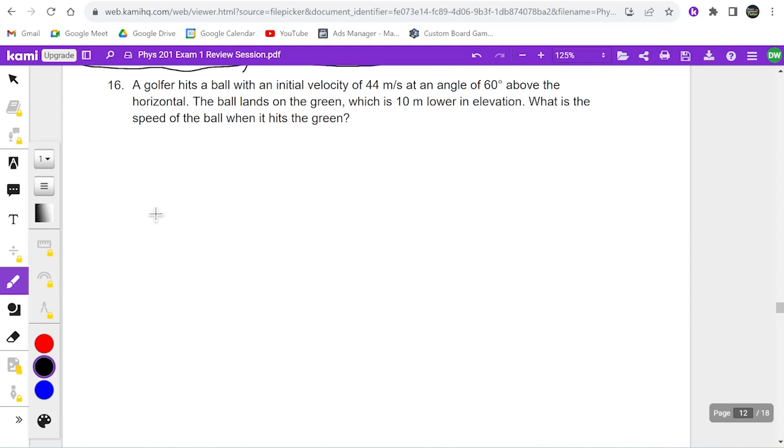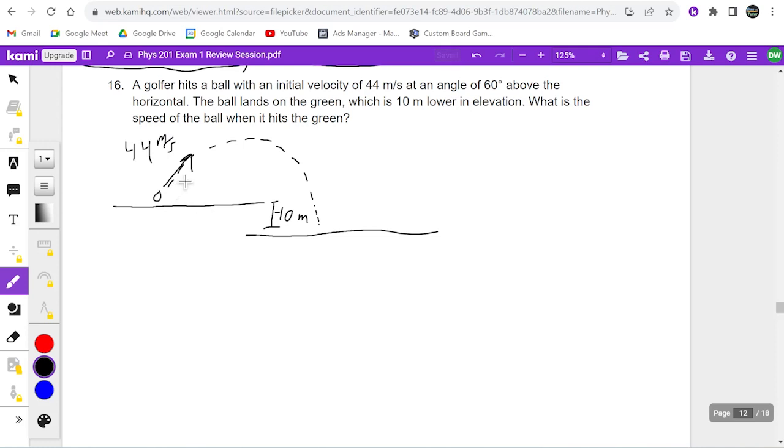So first I'll draw a picture of this. I basically have a ball on a surface being hit, and it lands on the green, which is 10 meters lower in elevation. If you want to write negative 10 right now, I encourage you to. And it's gonna land somewhere around here. The ball was struck with an initial speed of 44 meters per second at an angle 60 degrees above the ground. And we want to know the speed of the ball when it hits the green. Okay, so we're solving for V final, it sounds like.